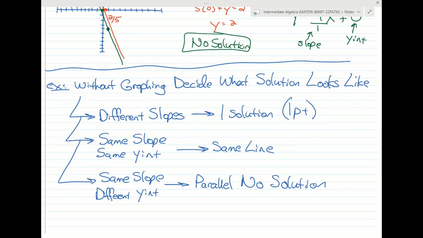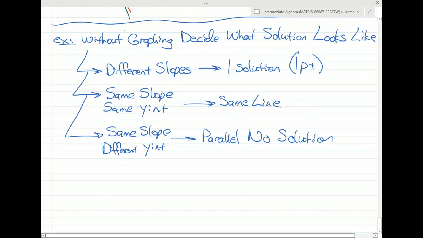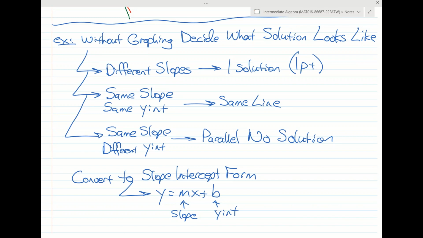The way you get the slope is we could just convert to slope-intercept form, meaning y equals mx plus b. And this is your slope and y-intercept. I'll just give you a second to copy that down, and then we'll take a look at maybe a couple examples before finishing things up.